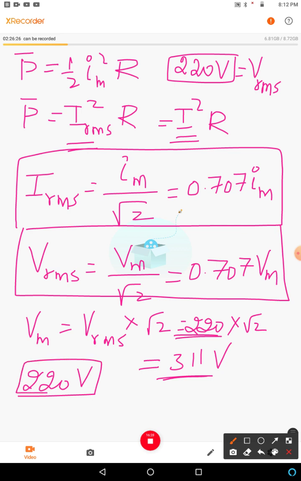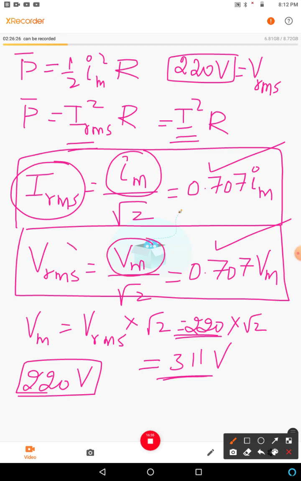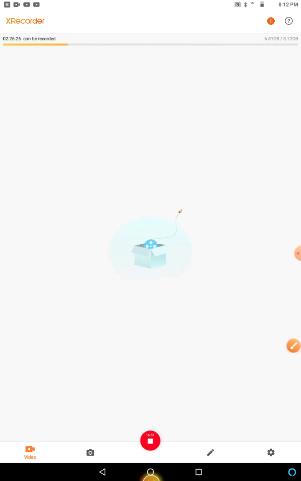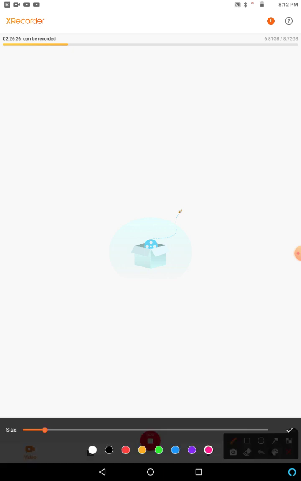So from these two equations, if you know the maximum current, you can calculate the IRMS current. If you know the maximum voltage, you can calculate the VRMS voltage, or vice versa. You should remember this equation. Then how do we represent this relation between VRMS and IRMS graphically?